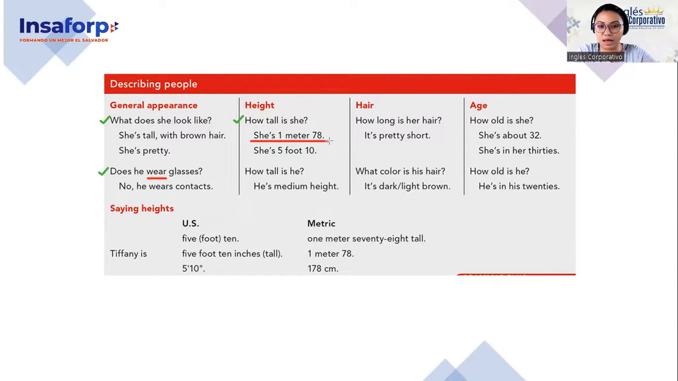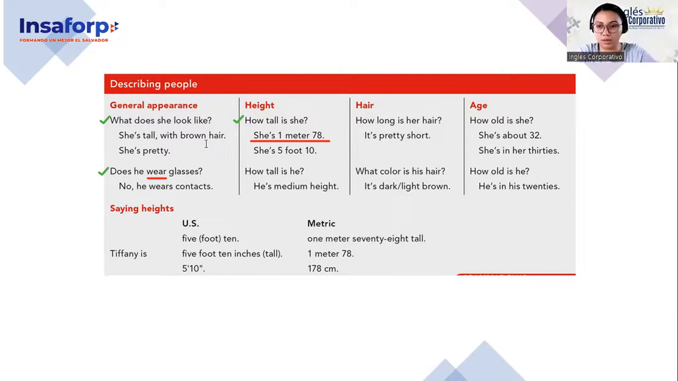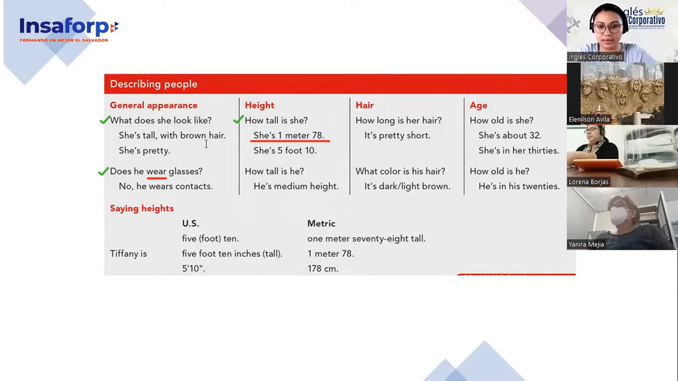So let me ask you, how tall are you? ¿Qué tan altos son ustedes, chicos? How tall are you? I am 1 meter 47. There we go. 1 meter 47. Tengo que detallar que son centímetros. Not really. No, porque ya se sabe que estamos hablando de medida. Okay. Gracias. There we go. In my case, I am 1 meter 72. 1 meter 72. Y aquí tienen la información, look, metric.